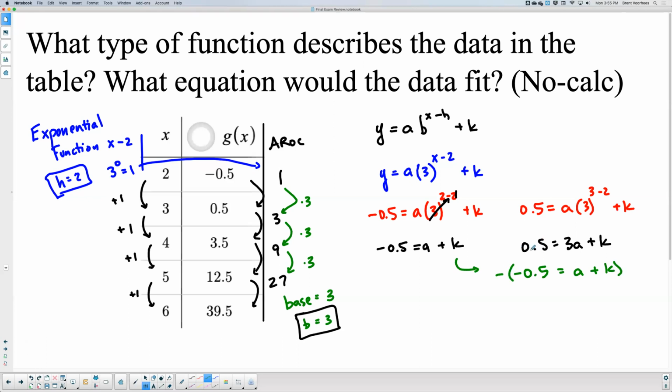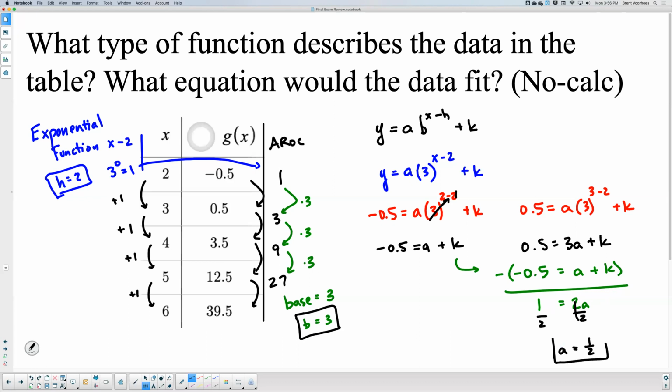So what happens is 0.5 minus a negative 0.5 becomes 1. Two negatives make a positive, so 0.5 plus 0.5 is 1 equals, I'm subtracting here, so 3a minus 1a is 2a's. k minus k goes away, and that's the reason I subtracted, to cancel the k. Last step to get a is I divide by 2. And now we can state confidently that a is 1/2.